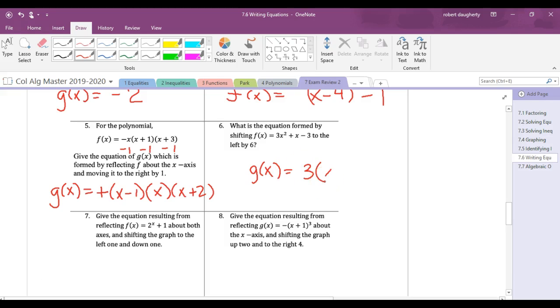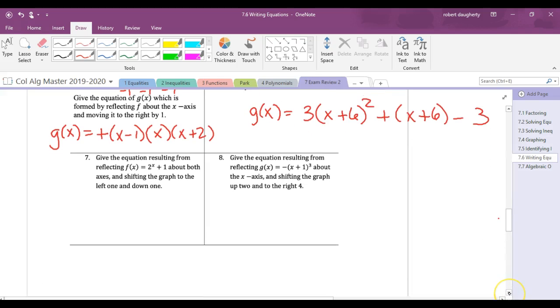Okay, to go to the left, remember that's x plus 6 plus x plus 6 minus 3. That's shifting that entire polynomial, replacing all the x's with x plus 6's. That moved it to the left 6 spaces.